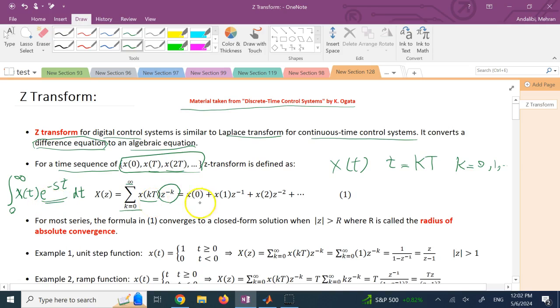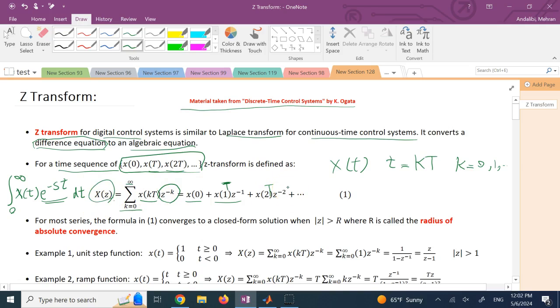So if you want to expand it, that's going to be like x of 0 plus x at 1, or 1t in general, times z to the negative 1 plus x at 2t times z to the negative 2 all the way. Okay, so this is how you convert a signal in the time domain to a signal in the z domain.